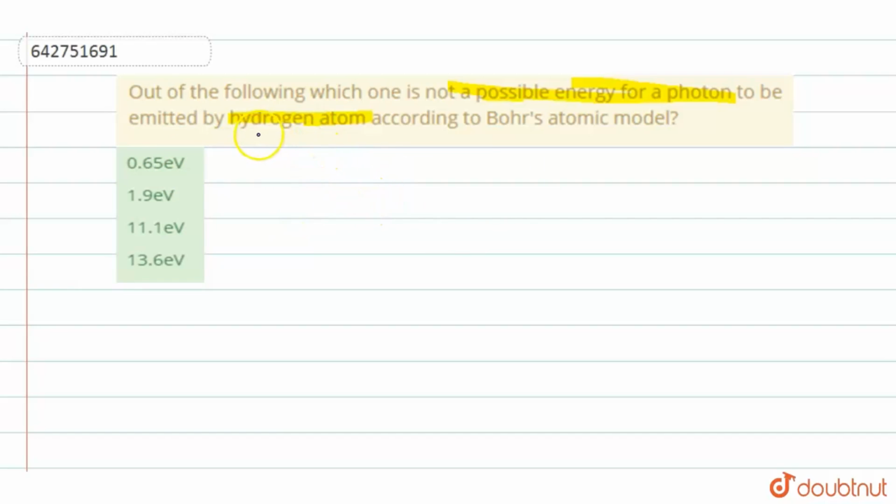Now let us know when an energy is emitted from a hydrogen atom. The energy of the nth orbit of a hydrogen atom is given by E equals minus 13.6 by n square in terms of electron volt. Here n is called the principal quantum number. You go on giving the values of n, where n is any integer, and every value of the integer gives you the energy of that particular orbit.